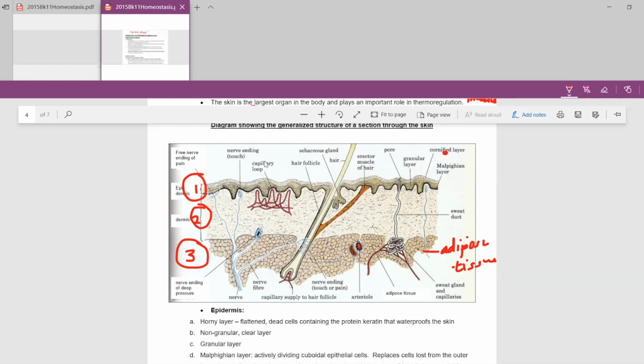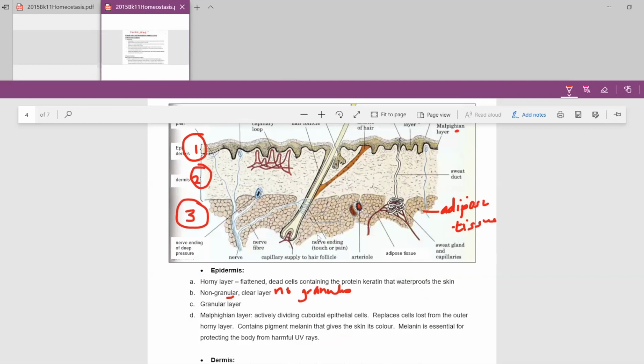Then you get another layer called the non-granular layer, which you cannot see here. And from its name, non-granular, it has no granules. Then you have the granular layer, which of course from its name, it has granules. And we're more interested in the Malpighian layer. The Malpighian layer has the pigment melanin.